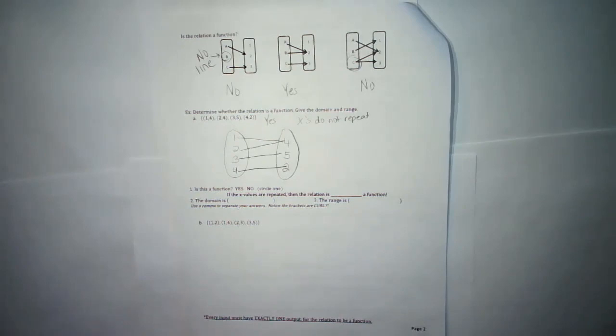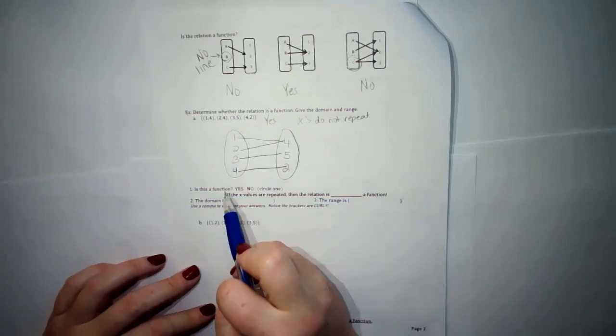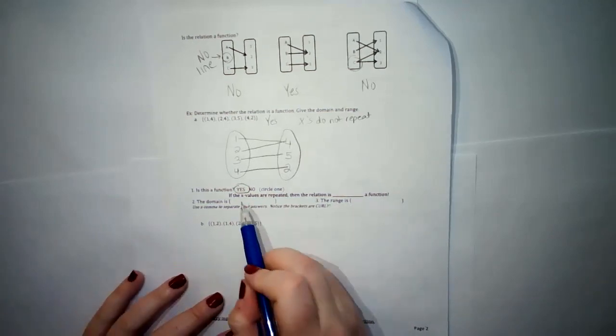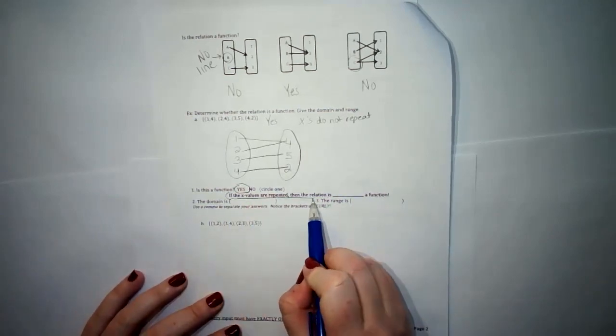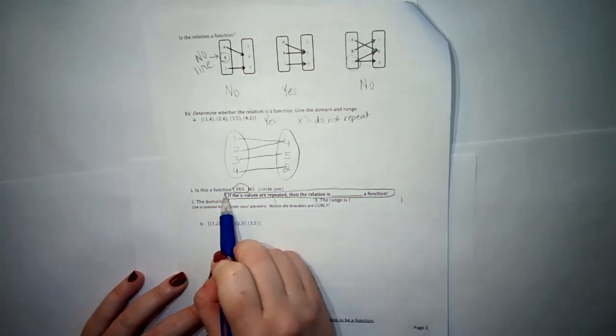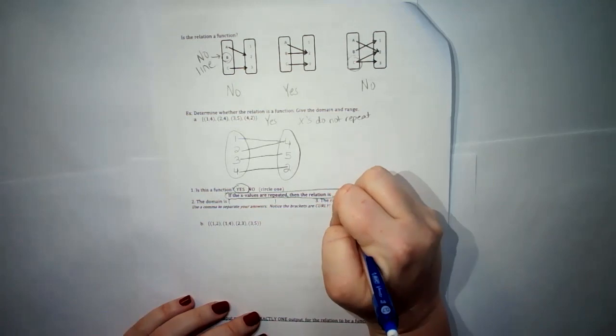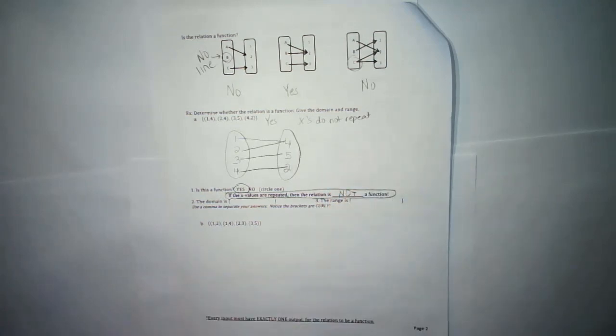But you were looking for x's that do not repeat. So, oh, yes, it's a function, okay. So the takeaway from this is this little bold line right here. If the x values are repeated, the relation is not a function, okay? We do not want x to repeat.